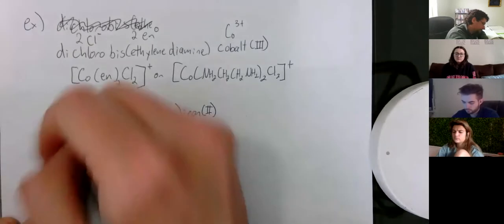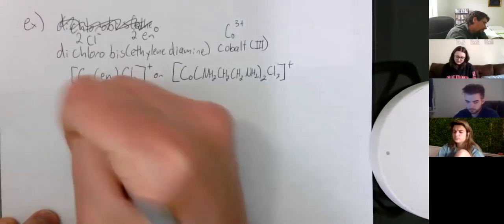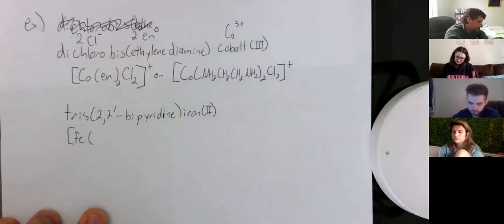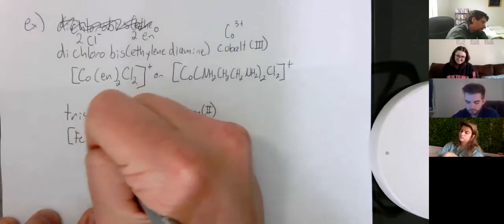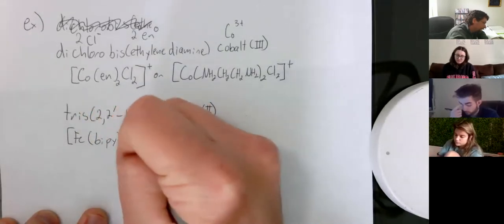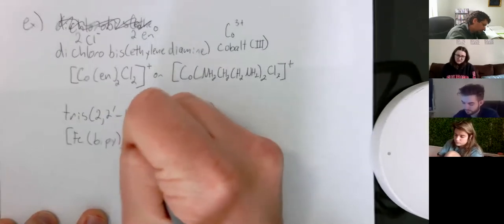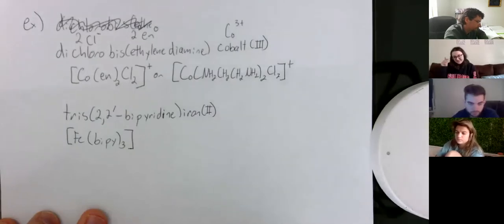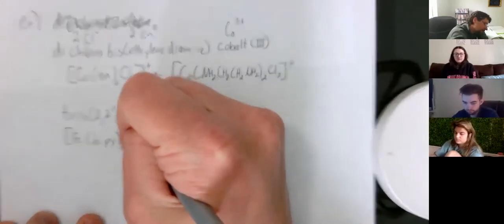It starts with iron, so Fe. Yep, bracket, Fe. Tris, what's that mean? 3. 3, and it's bipyridine, so you could do bipy. Now, what's the overall charge going to be? Will it be +2? Yep, it'll be +2.